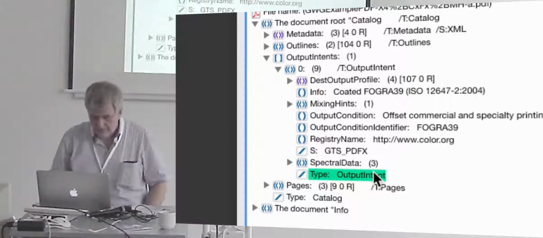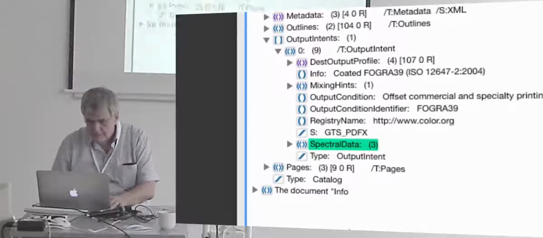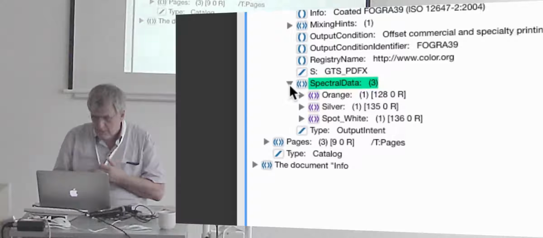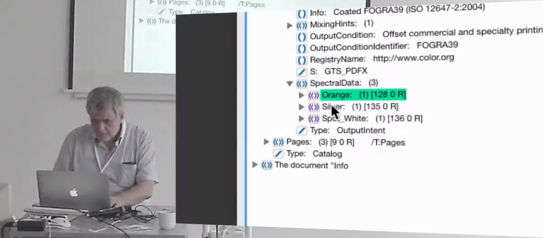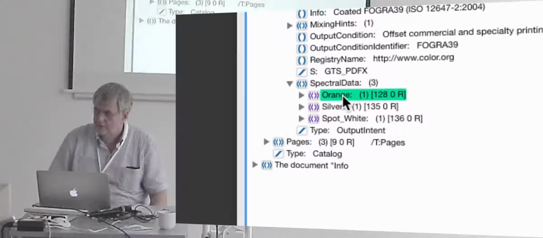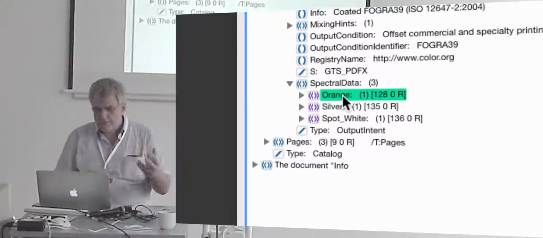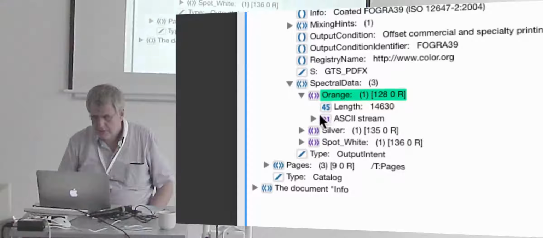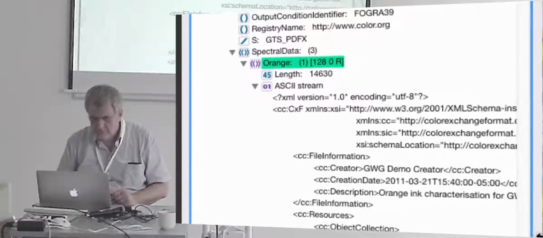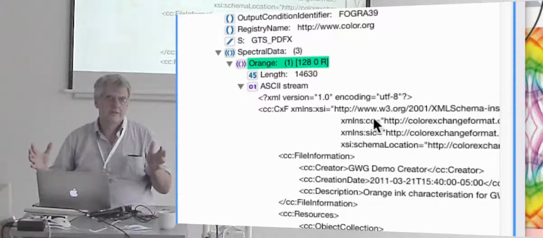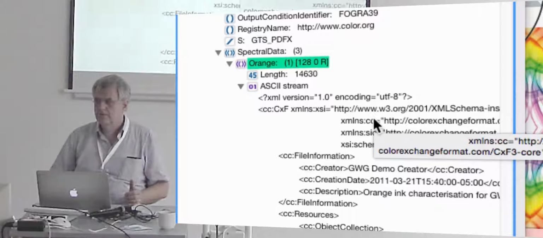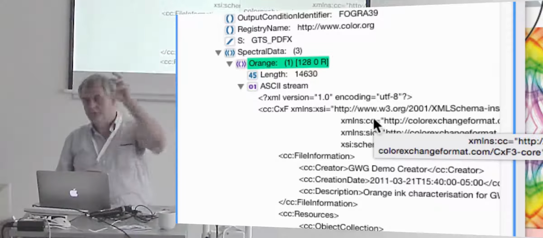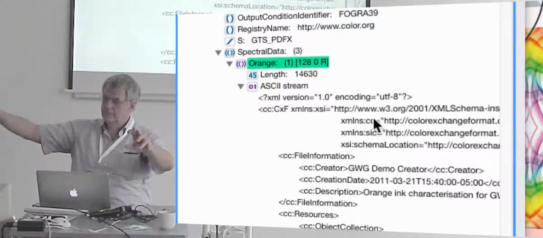So it's yet another entry in an output intent that you may have. It's a dictionary, and it has as many entries as you want. Actually, I do have spectral data for silver. I will not look inside; it will just confuse me. You have a dictionary where you associate the name orange with the XML data. If I open this, I will just have an XML stream, very simple, very straightforward, that contains the XML. It's a relatively simple mechanism. You have an extra entry in the output intent called spectral data. You just associate the name of the spot ink with the XML data stream. That's it.